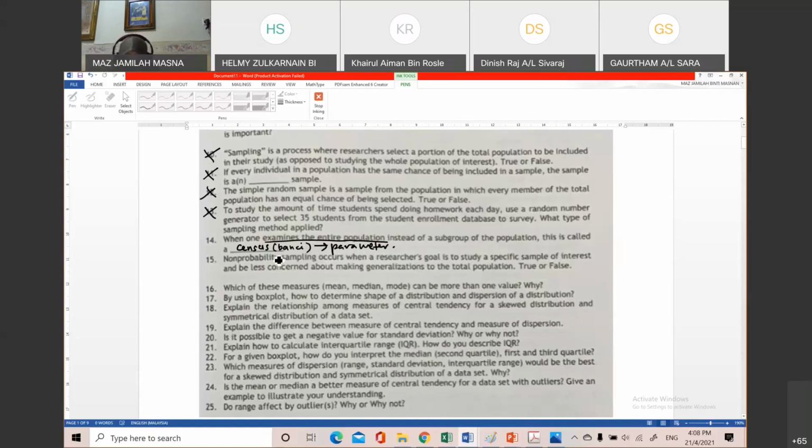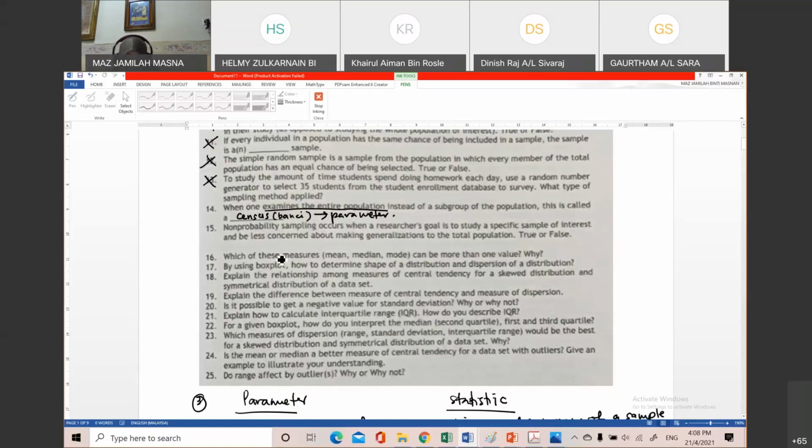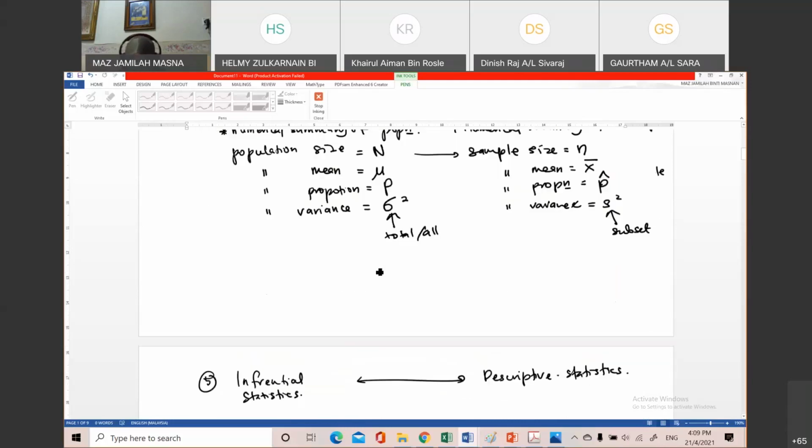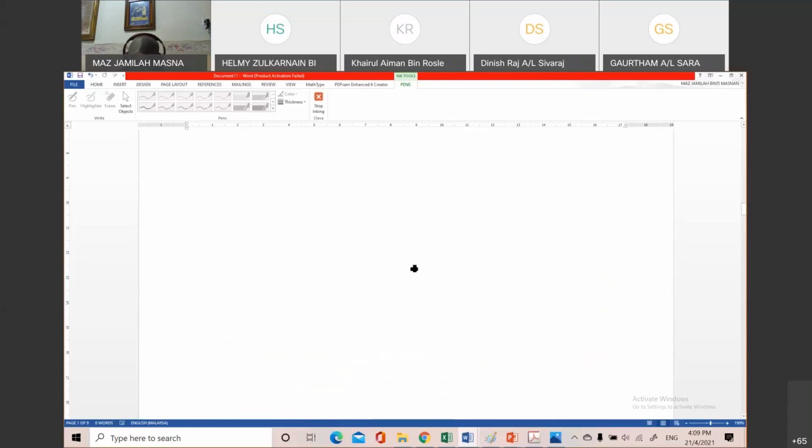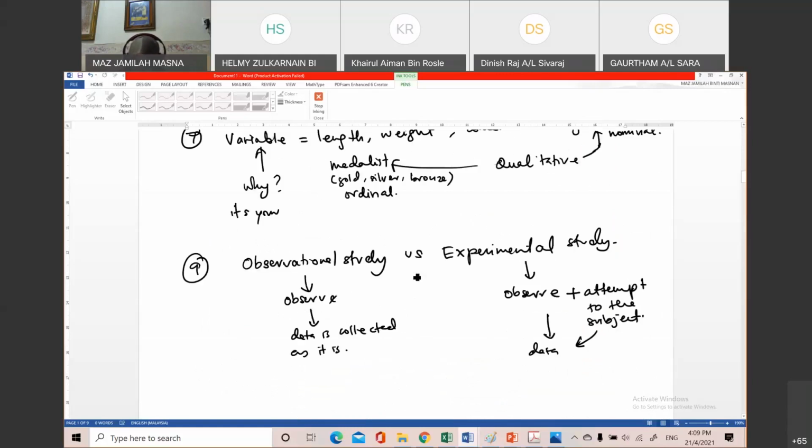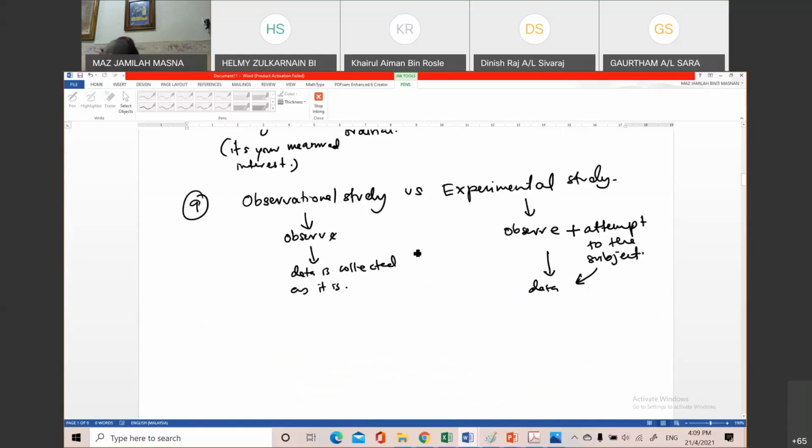Okay, number 15, disregard. Now, number 16. Which of these measures, mean, mode, median, can be more than one value? How to calculate mean, mode, median? In order to answer that question, you have to ask how we get our measurement. So that would be question number 16.